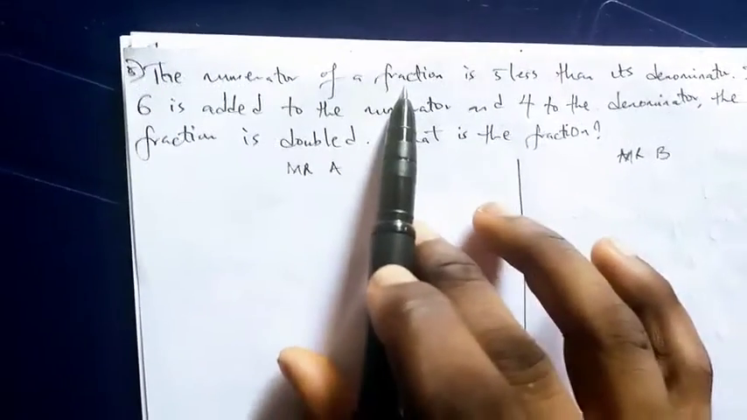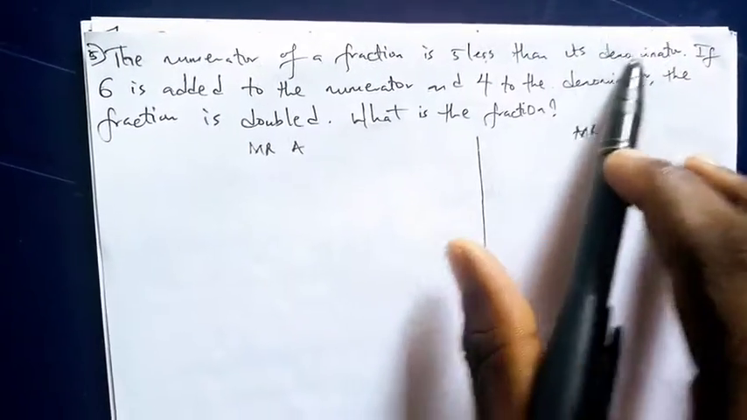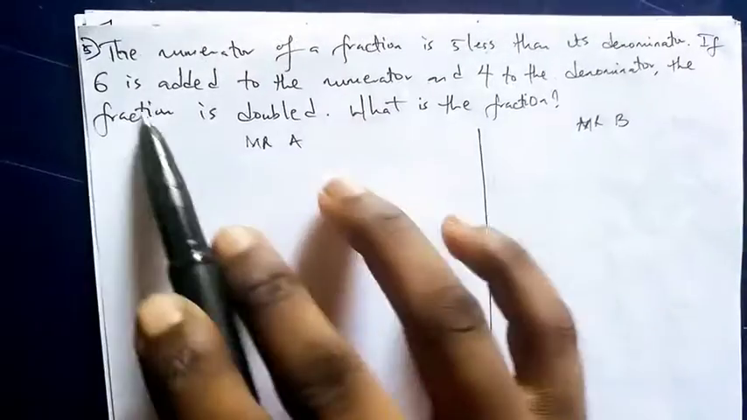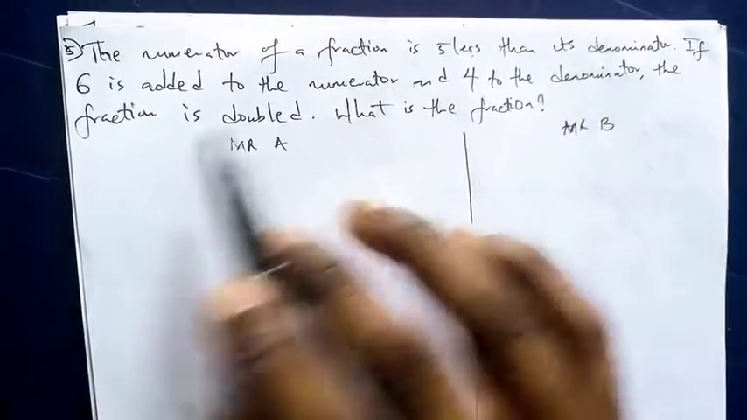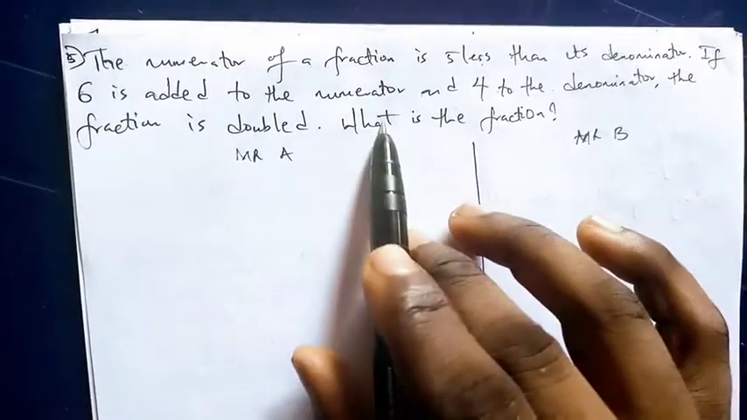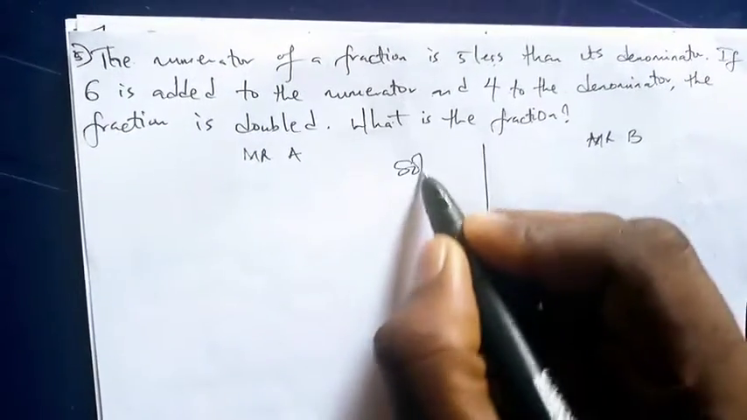The numerator of a fraction is 5 less than its denominator. If 6 is added to the numerator and 4 to the denominator, the fraction is doubled. What is the fraction? First solution.